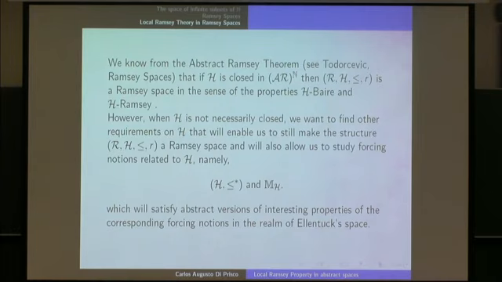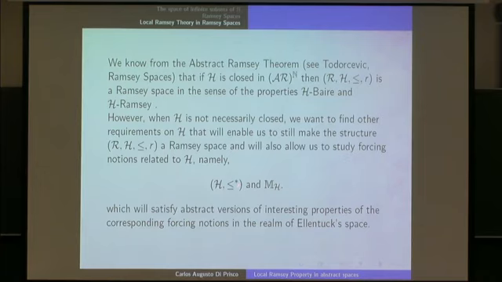Now, if H is not closed, what we want to do is to explore what we need from H so that we can still have this Ramsey property, or the equivalence between the Baire property localized to H and the Ramsey property localized to H. And it turns out that the notion of semi-selectivity is enough to get that. This also will allow us to study the corresponding forcing notions.